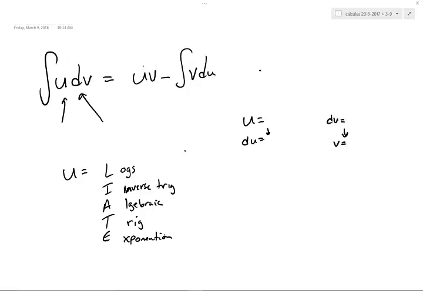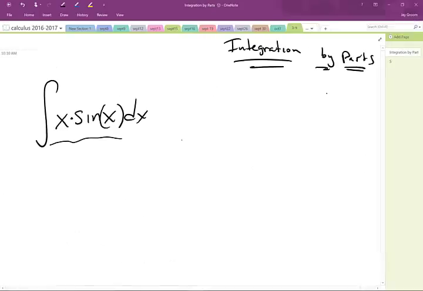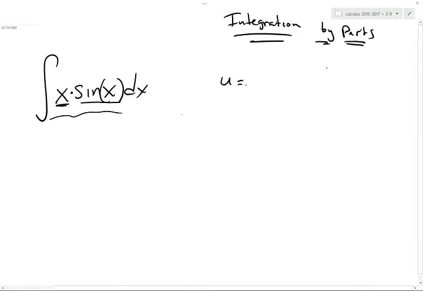Yes? No. Let's go back and look at the one I drew over here. Oh my gosh, look. I have an algebraic function. Do you see him? And a trig function. So who should be my u? Who should be my u? My u should be x. There you go. Okay, which means dv then should be sine of x. And remember, the dx goes with that.